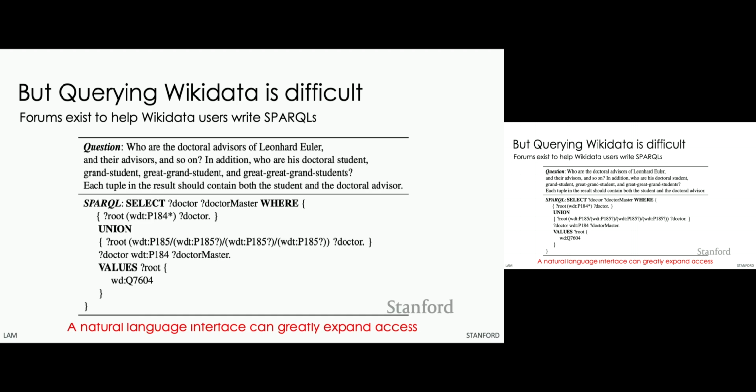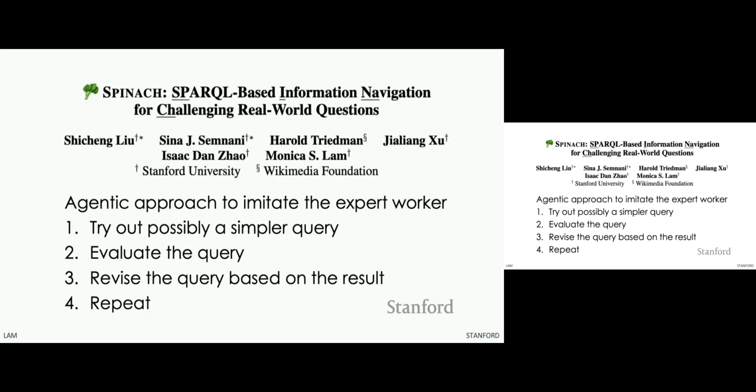Clearly, if I can just say that, it is much easier than trying to write that. And can we get AI to help? And so this is the title. This is the topic of a paper that I wrote with my students, and it just got accepted into EMNLP this year. It is SPARQL-based information navigation for challenging real-world questions.